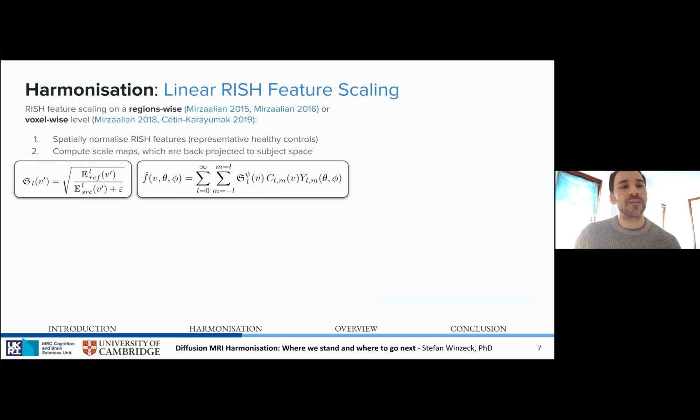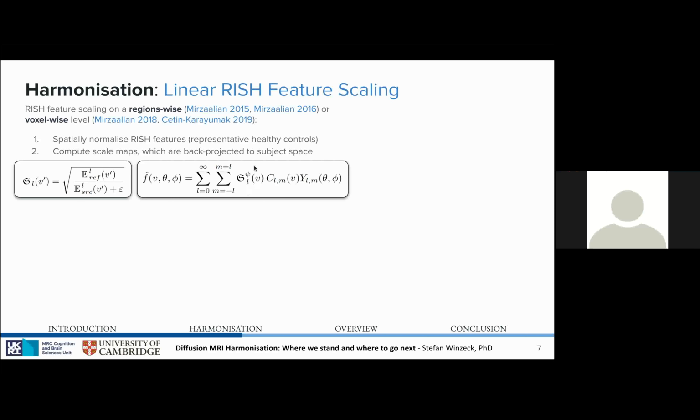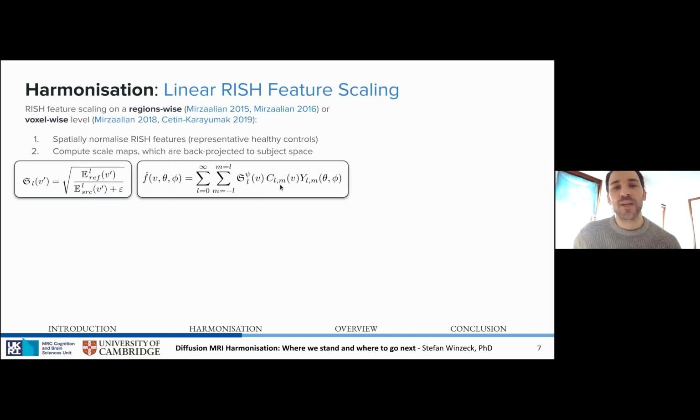And the whole idea is basically that you first compute your RISH features, spatially normalize these for healthy controls that are representative for both your scanners, and then compute scaling maps, which are basically just the ratio. And then in the end, when you have these scaling maps for different scanners, you can back project your scaling map to your native space and just apply this to scale your signal again.